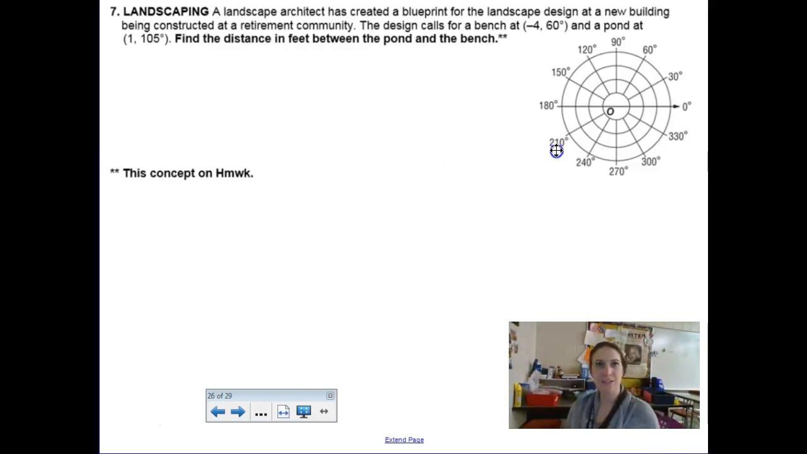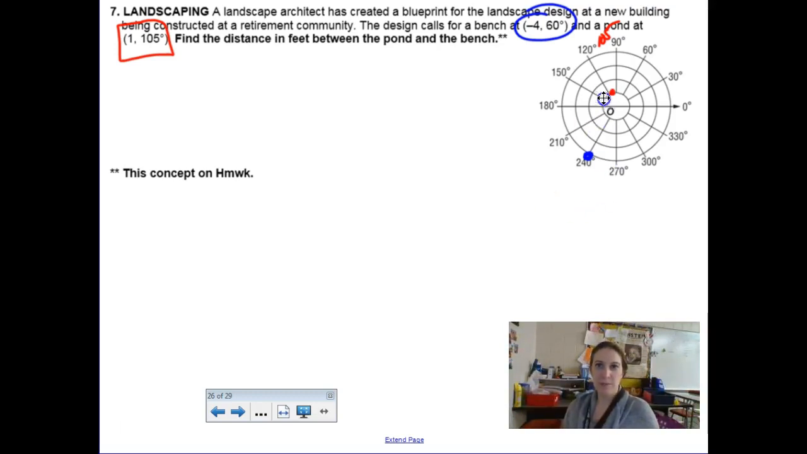All right, guys. There's a fun landscaping question coming up next. This one's kind of cool, and I think there's a homework assignment that's like this. So the landscapers designed a new building for a retirement community. The design calls for a bench at the ordered pair 4, negative 60 degrees, so 60 degrees, but then going back 4 circles. So right here, 1, 2, 3, 4. So here's the bench, I think. And then a pond is at 1, 105 degrees. So 105 would be right here, and then 1 out. So right here.